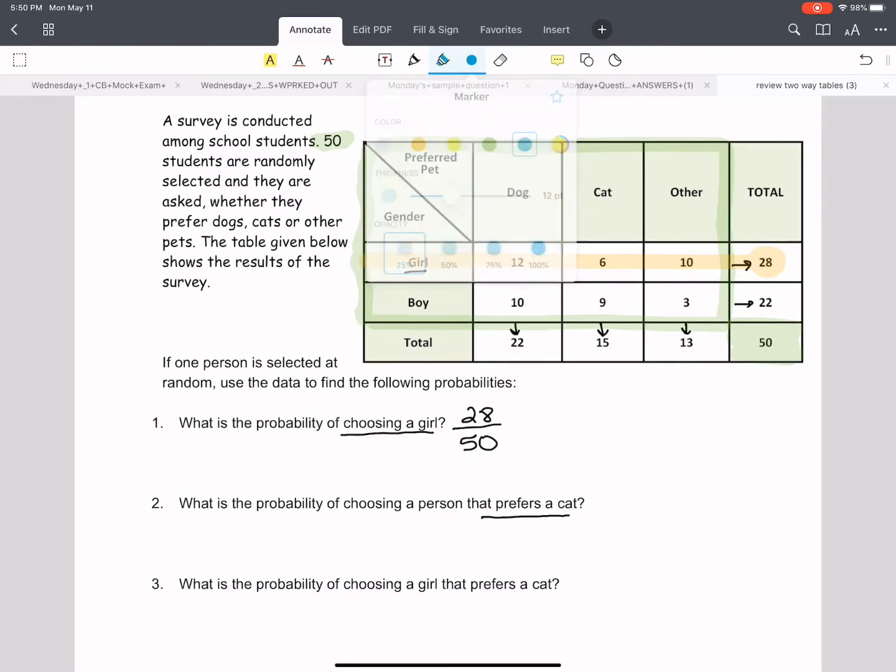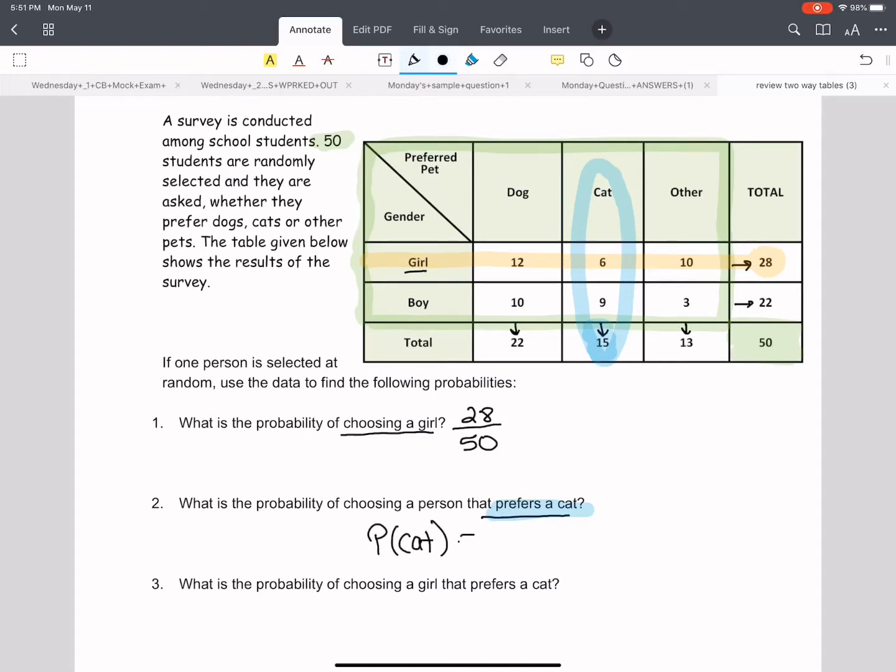So I'm going to look at that, and I'm not going to go horizontal. I'm going to look at the cat column. That would be right here. All right? There's the girls who picked cats, the boys who picked cats, ultimately all the ones, because they weren't specific. They didn't say boy or girl. They just said cat. So basically, I'm going to write it out like this. I didn't do it the last one. I'm going to do it this time. The probability of cat, just like that. And that is 15 out of 50, right?